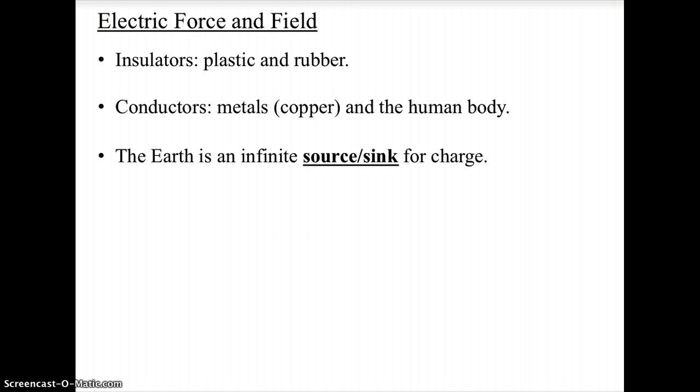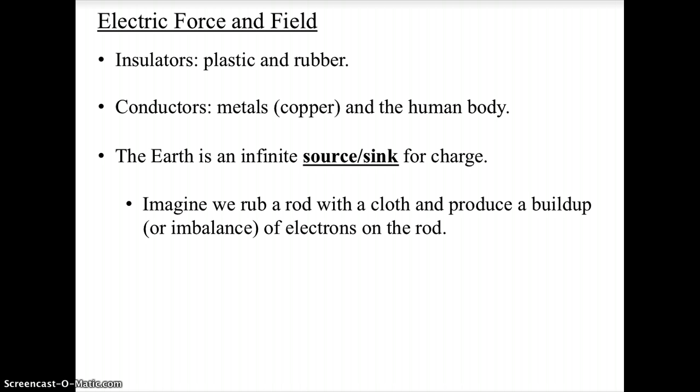The earth is an infinite source or sink for charge. And what that means is that we can put a lot of charges into the earth and the earth will remain neutral. Or we could suck a lot of charges out of the earth and it'll still remain neutral. And the reason is because it has so much more charge than anything else in our world, right? There's nothing in the world that has as much charge as the earth. So we could suck a lot of charge out of the earth and it'll still remain pretty much neutral. Or we could put a lot of charge in and it'll still remain neutral.